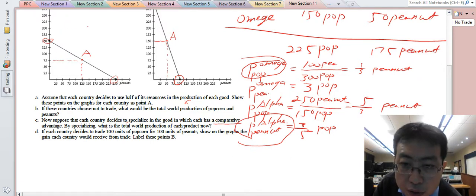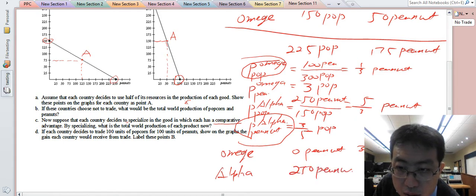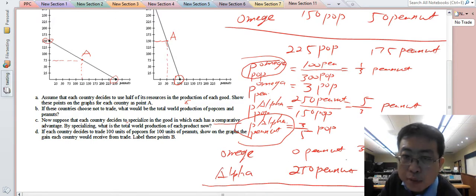with specialization, you're going to have omega produce 0 peanuts and 300 popcorn. And then alpha will produce 250 peanuts and 0 popcorn. So between the two countries, our total production will be 250 peanuts and 300 popcorn. Okay, so that's the answer for part C.